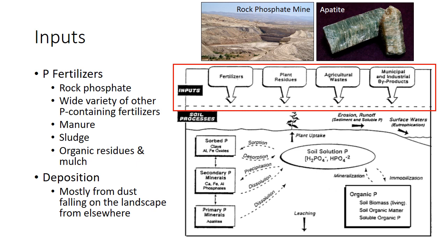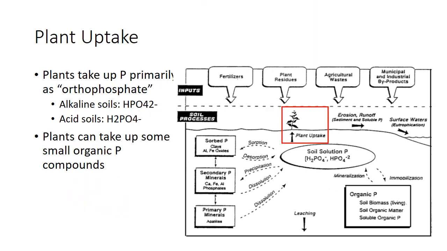So those are examples of the inputs of phosphorus into our phosphorus cycle. And then we have plant uptake. So we have these additions to the soil, and we'll have some phosphorus that's in solution, and the plants are going to be taking up phosphorus from solution. And similar to nitrogen, plants only use inorganic forms of phosphorus.